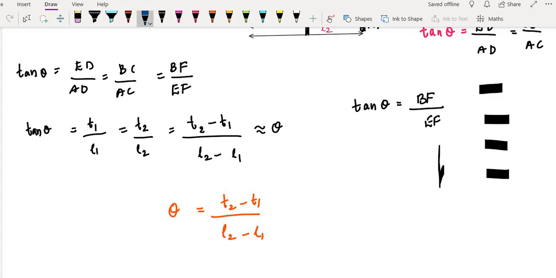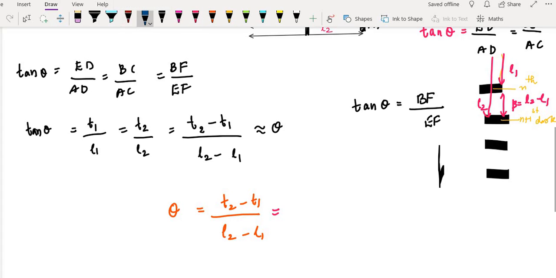Okay, so here this is my nth dark band and this is my n plus first dark band. From the origin to this particular point my distance is L1, and from the origin to this other point my distance is L2. So this distance is known as beta, which is equal to L2 minus L1. So we can rewrite this equation.